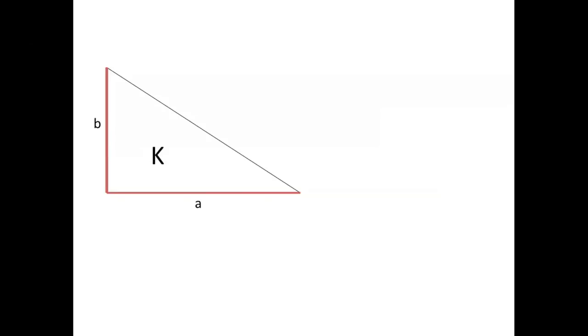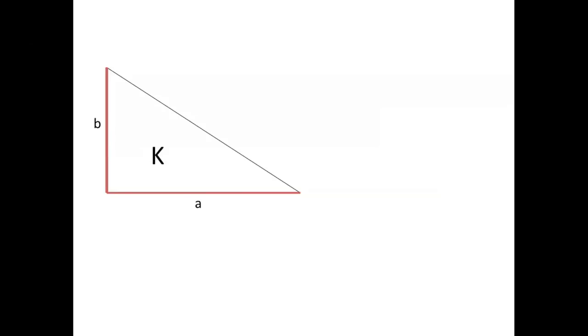So for today's lesson, we're going to prove that the area of a triangle is half times base times height. So let's first begin with our triangle, and we'll assume that the length of this side is A, and the length of this side is B. And we're going to assume the area of the triangle is K.